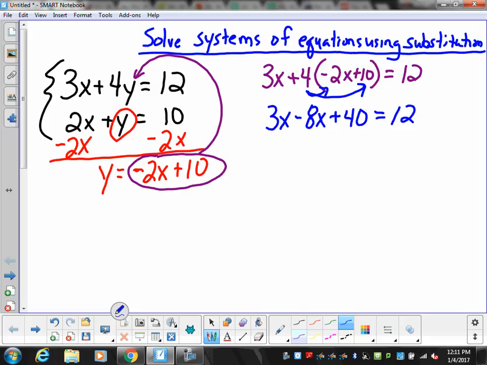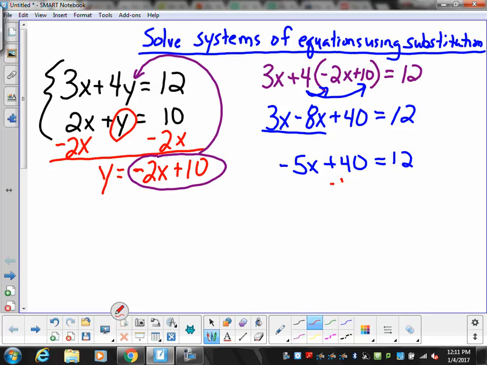All right, next step, combine your like terms. So what is 3x minus 8x? Negative 5x. Okay? So negative 5x plus 40 equals 12. And then there's two more steps I got to do here. I need to subtract the 40 from both sides and then divide both sides by negative 5. Okay? So I want the x by itself.